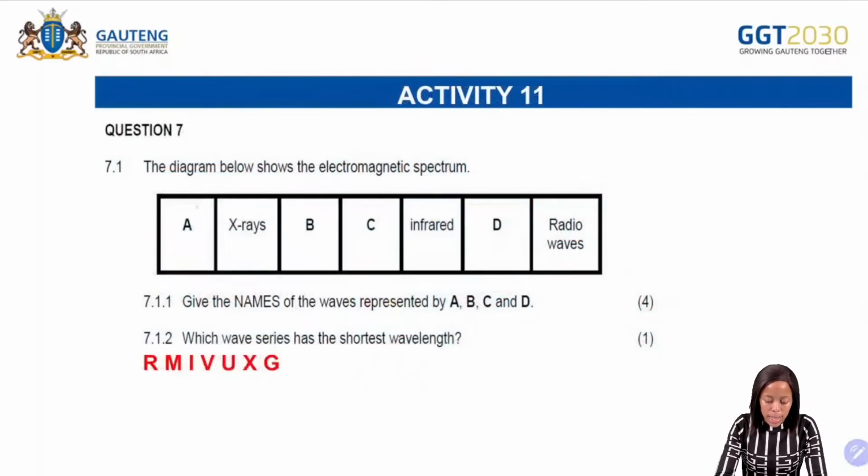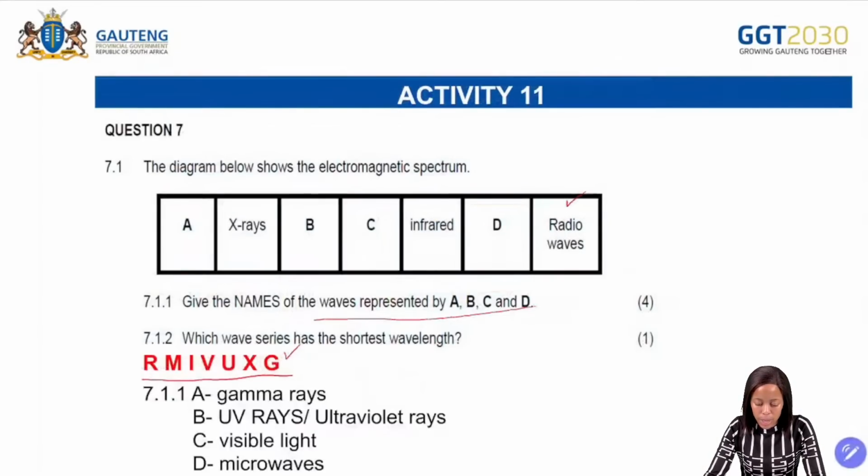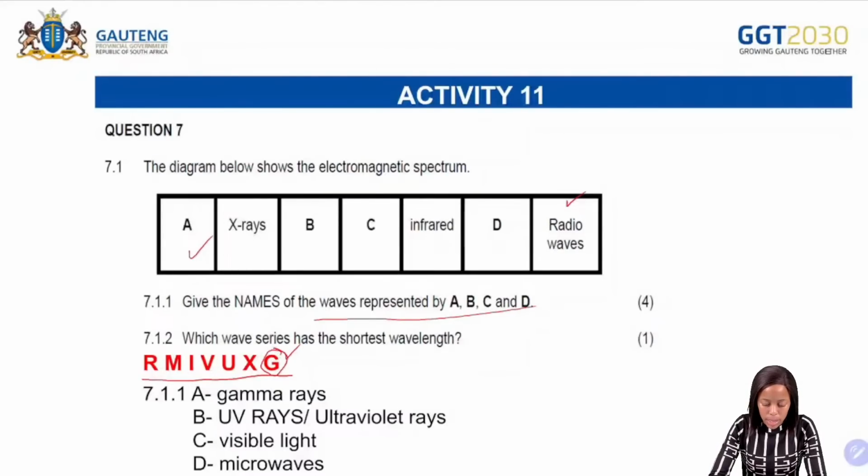So it says the diagram below shows the electromagnetic spectrum. Give the names of the waves that are represented by the letters A, B, C, and D. So remember we said that we are going to use this R, M, I, V, U, X, and G. Okay. So what is it that we have here? We can see that we have radio waves. So if we have radio waves, it means that the first letter here is represented by the gamma rays.